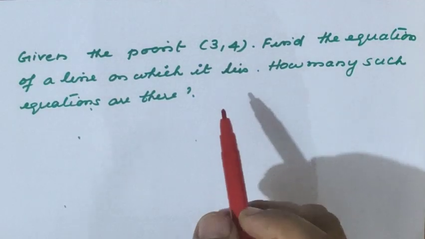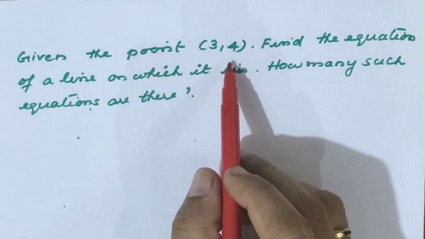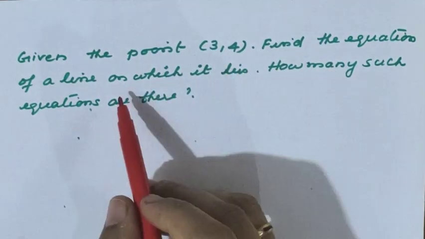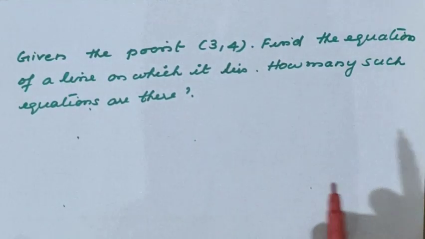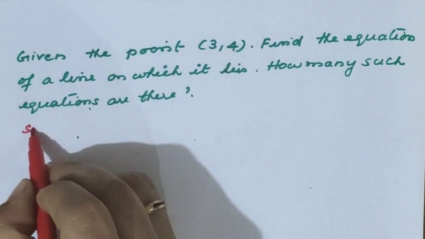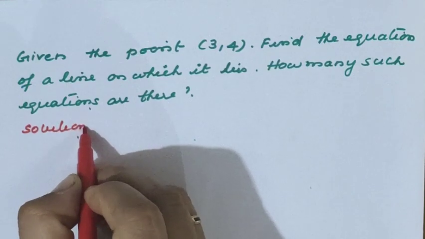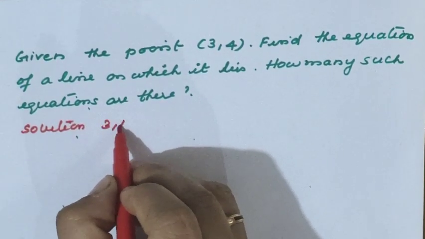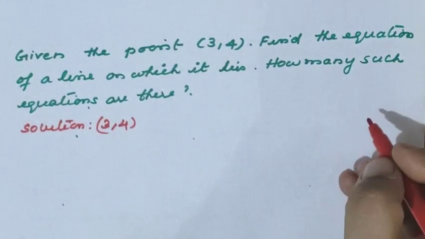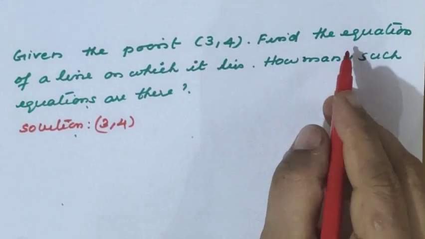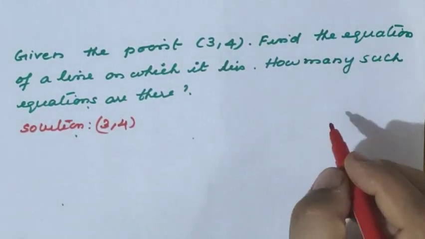So the first question is, given the point is (3, 4), find the equation of a line on which it lies. How many such equations are there? That means a point is given. What is the point? It is (3, 4), right? So now the question is, find the equation of a line on which it lies.